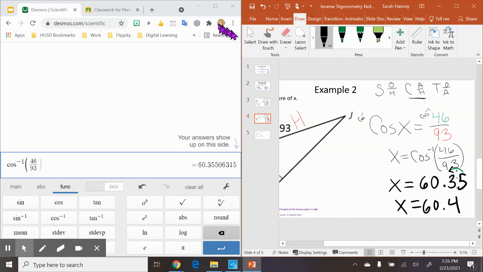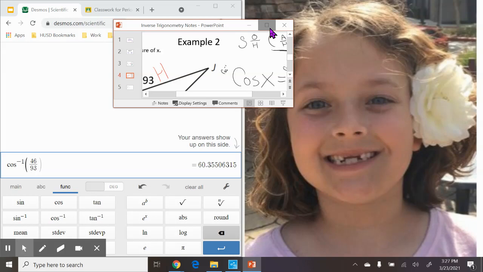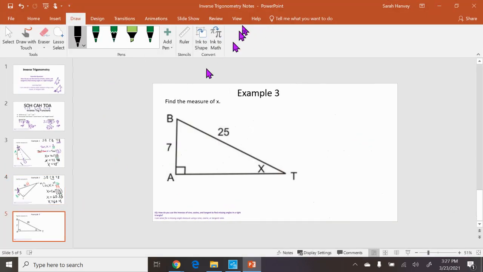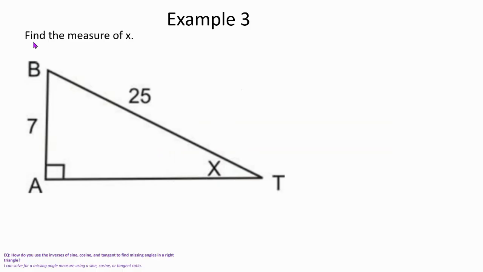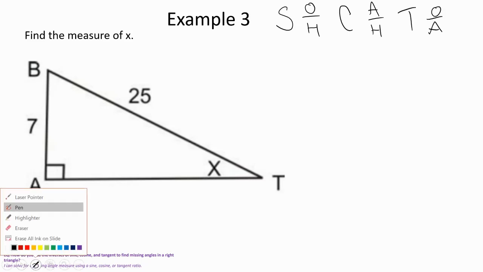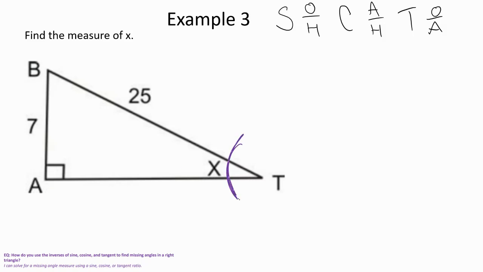Okay, so let's go ahead and do the last example. All right, same exact thing. I'm going to go ahead and write SOHCAHTOA. Just so you know, I like to do that after every problem for two reasons. It helps you remember it.